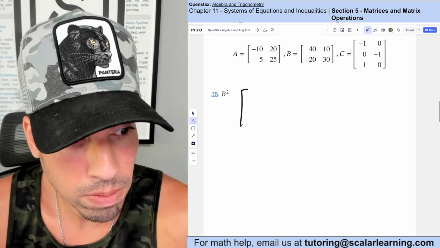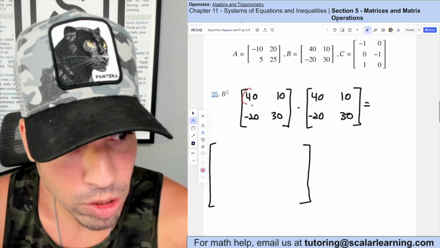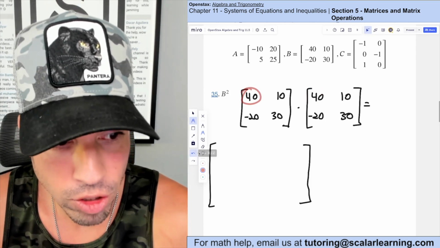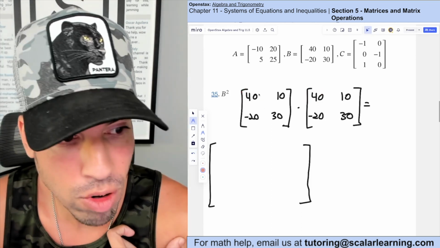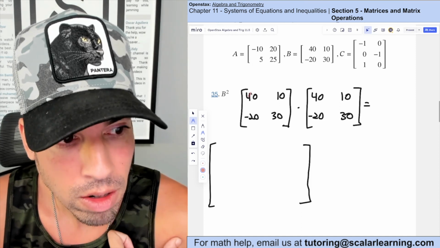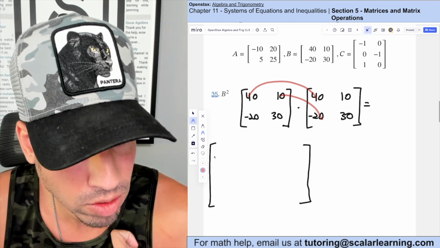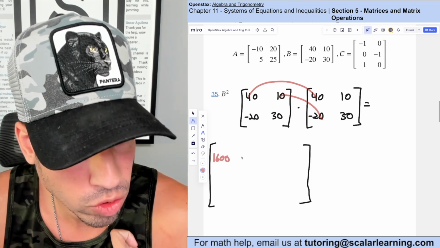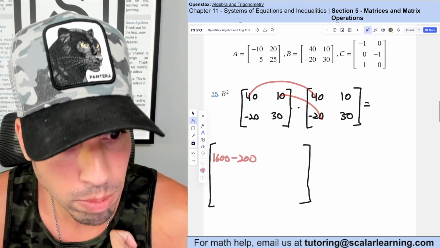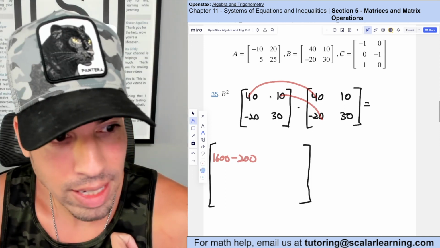So let's write that out now. Now, the important thing to recognize is you're not simply squaring each of these individual values, right? We actually have to follow that same process. So we're going to color code it again. First, we got first row times first column. So 40 times 40 plus 10 times negative 20. That's 1,600 minus 200, right? Or plus negative 200.